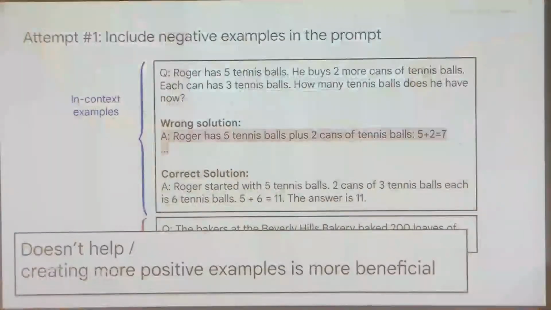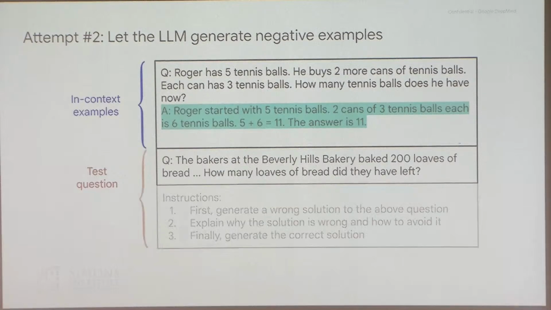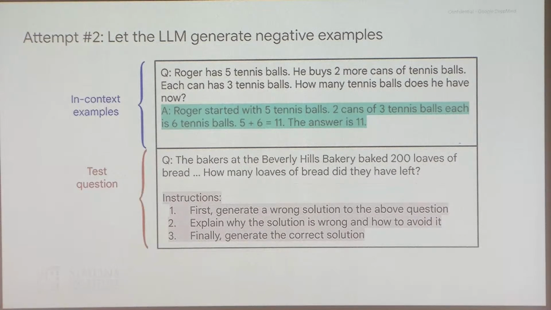So our next attempt was to ask the model to provide the negative examples, because we didn't want to put effort into creating negative examples. So we just took this few shot chain of thought template and asked the model to first generate a wrong solution to the above question, then explain why the solution is wrong and how to avoid it, and finally generate a correct solution. This way, we hope that the model will be able to come up with the wrong solution, discuss it on its own, and provide a correct solution without any effort from our side.